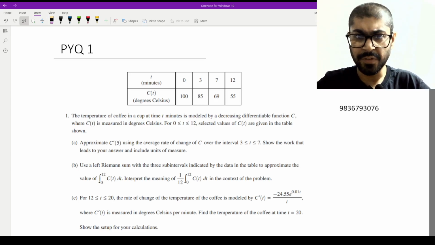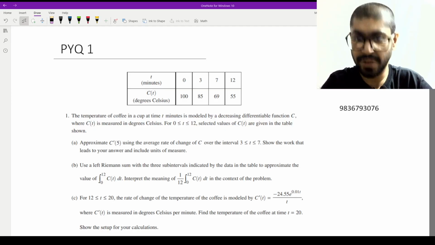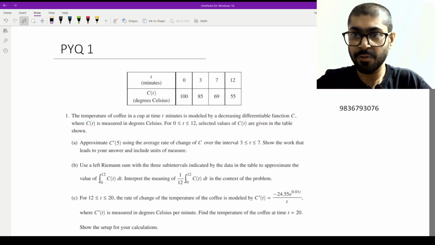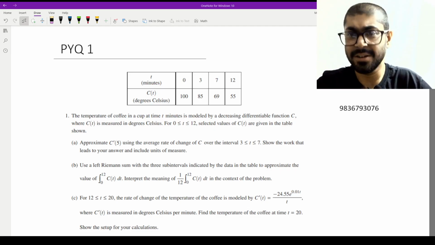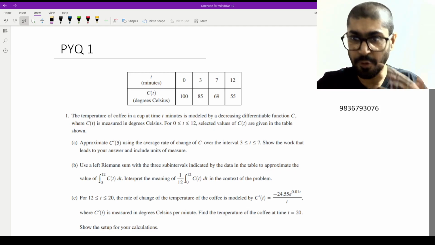Hello everyone, good evening. So today we are trying to solve the questions for the AP Calculus exam. We are looking into the free response questions and we'll be looking at them year by year. So past year questions means here we are dealing with the 2024 paper.